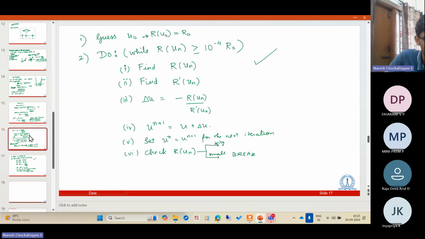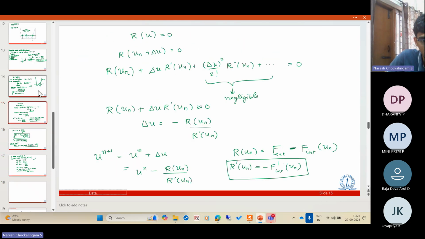This works totally fine. But if you see, we made an assumption here. We said this is negligible when delta u is very close to 0, when delta u is small compared to u. Which means our guess un should be close to u. So if un minus u is very big, we may not get to the correct solution.